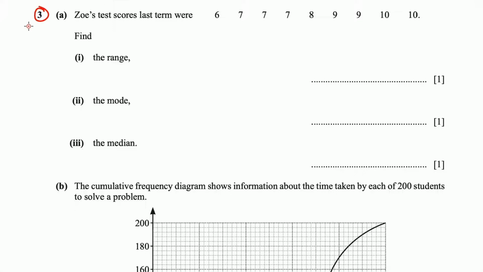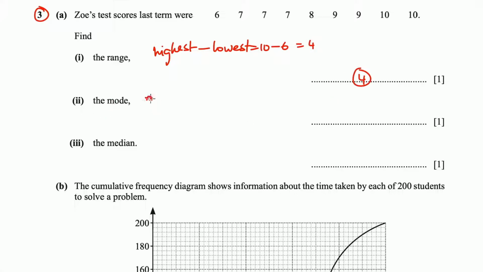So let us start. Joe's test scores last term were 6, 7, 7, 7, 8, 9, 9, 10 and 10. So find the range. Range means highest minus lowest, which is 10 minus 6, and so this is 4. So the range is 4.